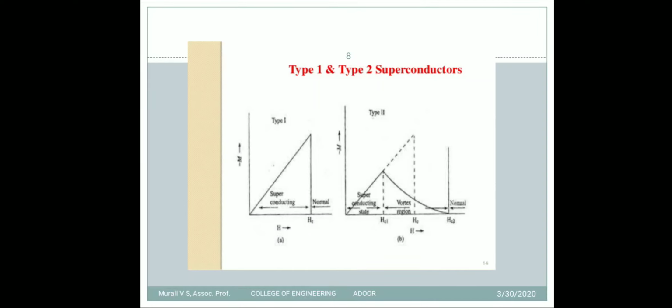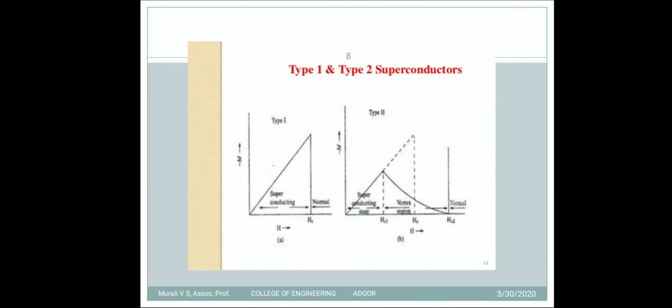So between Hc1 and Hc2, the material is a mixture of the normal conductor and the superconductor. That is, within the material some layers will be in the normal state, which allows the magnetic field to pass through it, and some other layers will be in the superconducting state. This state is called mixed state or vortex state.